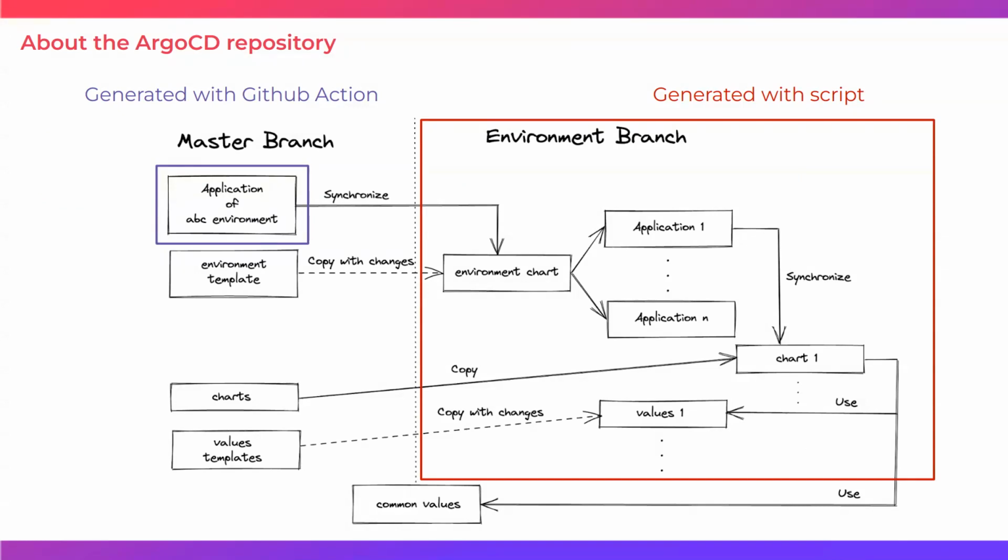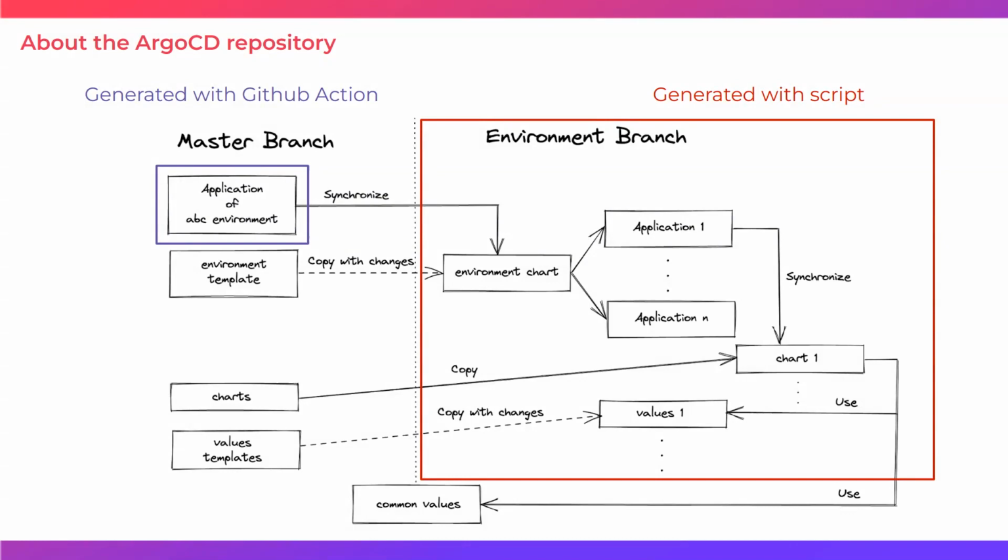Basically, what we created with Helm was an environment chart. The environment chart would deploy a bunch of Argo CD applications. Each of those applications would deploy a web application of the company. So we created templates for everything: the charts, the values, and this environment chart.